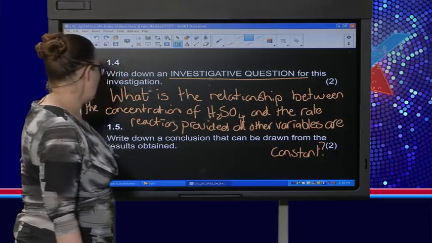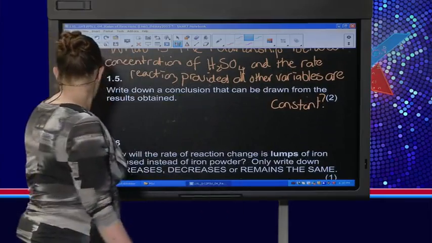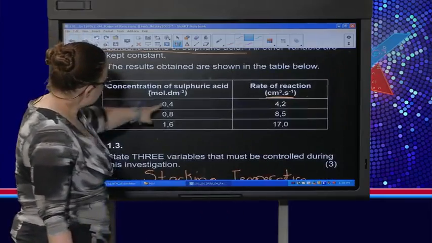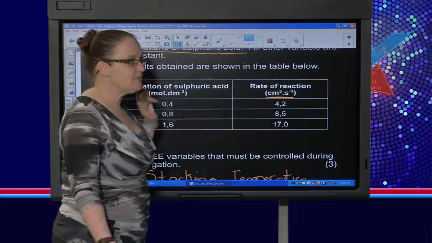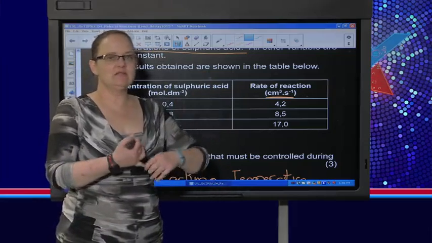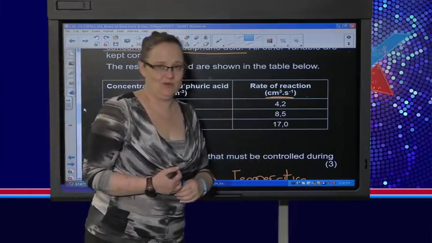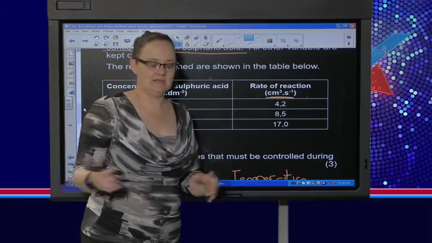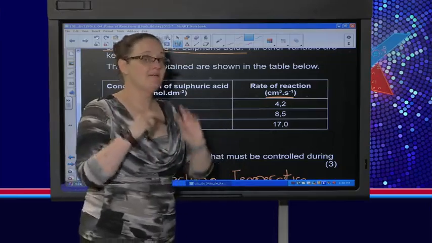Now, write down a conclusion that can be drawn from this result. What did we see when we look here? As the concentration increased, the rate increased. Please be careful here, because I see this often, you go, as the concentration increased, the time increased. No, the time actually got smaller. The time for the reaction gets smaller, so the rate increases. If it takes less time for the reaction to take place, the reaction rate is faster.